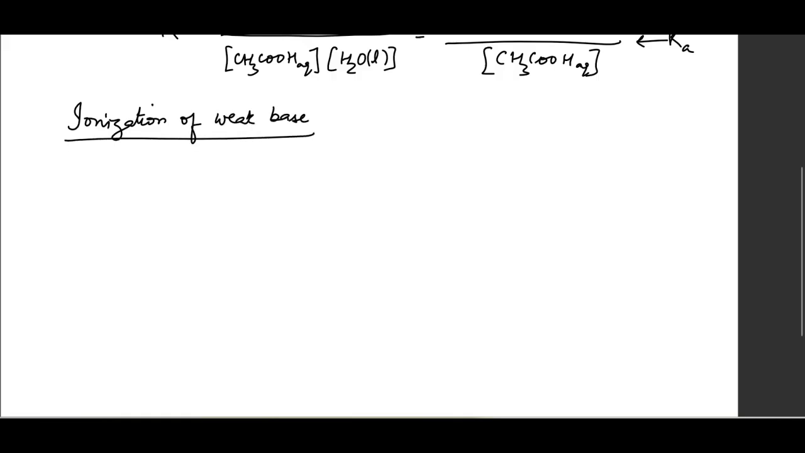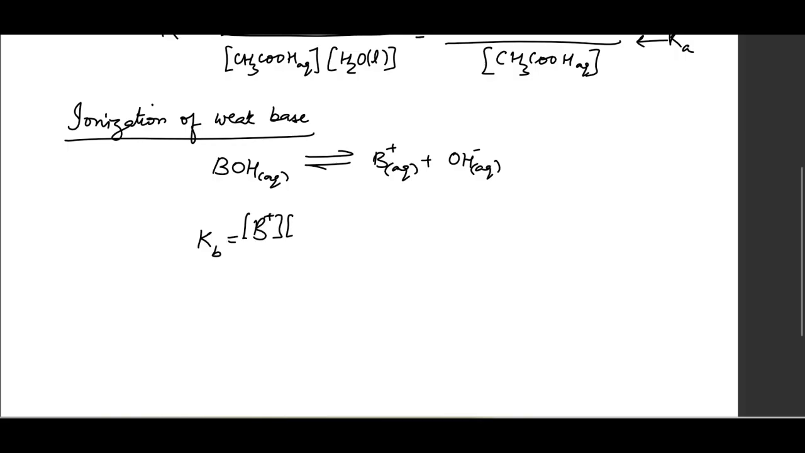Now, let's say a weak base in general is BOH. As per our Arrhenius concept, it will release a hydroxyl ion, so BOH aqueous, in a reversible reaction, gives B plus aqueous plus OH minus aqueous. Now, just like the ionization constant for an acid, there is an ionization constant for a base, and it is the concentration of the products, B plus aqueous and OH minus aqueous, multiplied, divided by the concentration of BOH aqueous, which is the reactant, or the electrolyte, or the weak base.